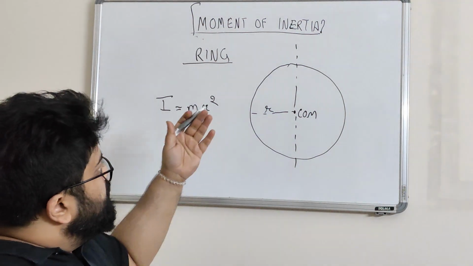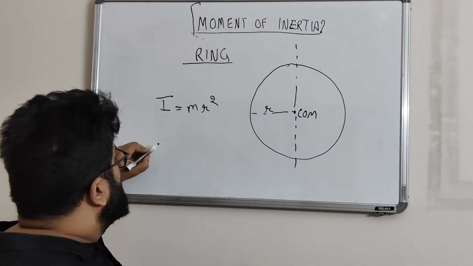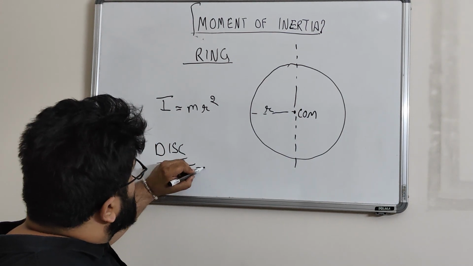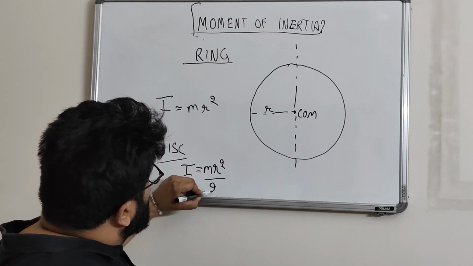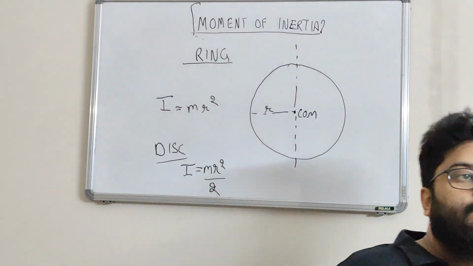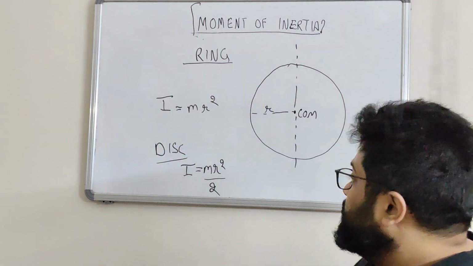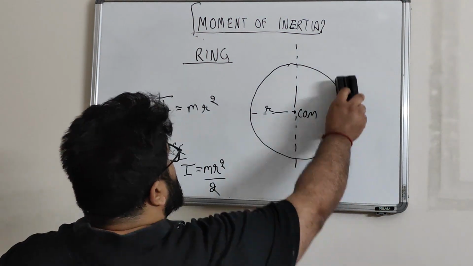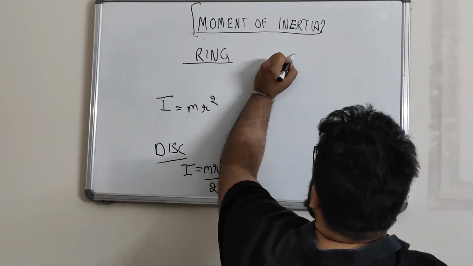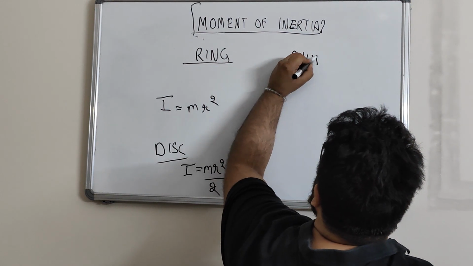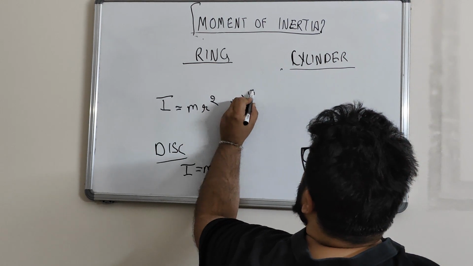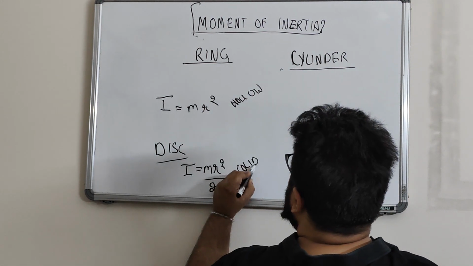Now, if this were not hollow, if this were filled, it would be called a disc. So for a disc, this becomes... Now, this formula is same for a hollow cylinder and a solid cylinder, right? So let me rub this first. So if we talk about a cylinder, but hollow, and this is solid. Solid is the filled one.